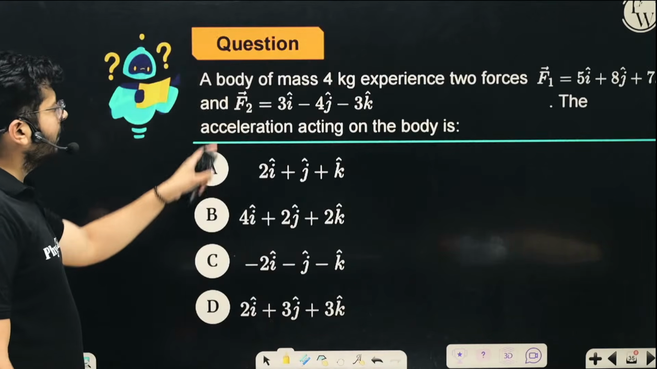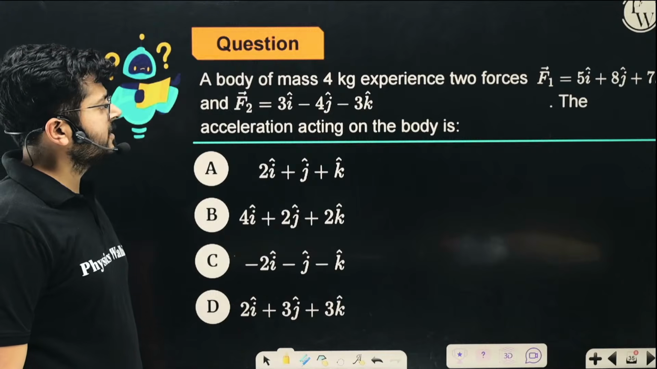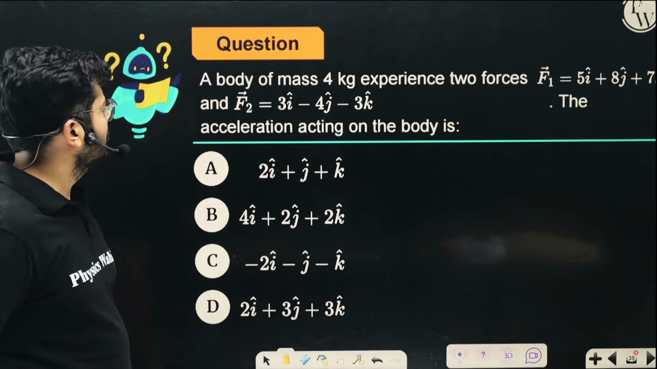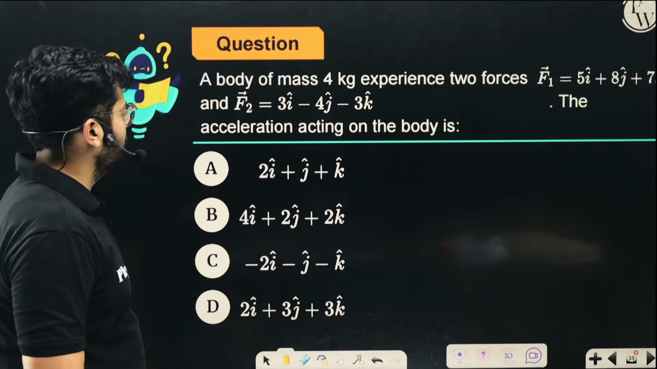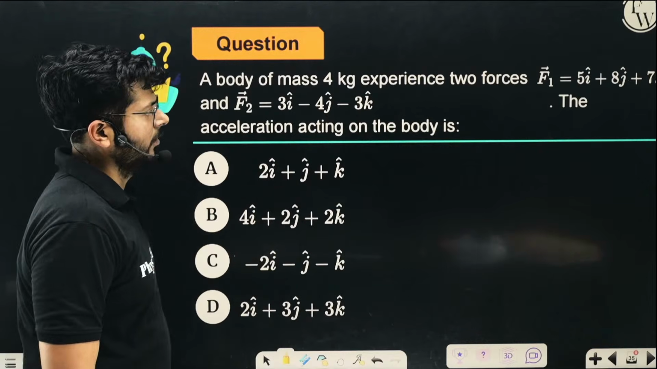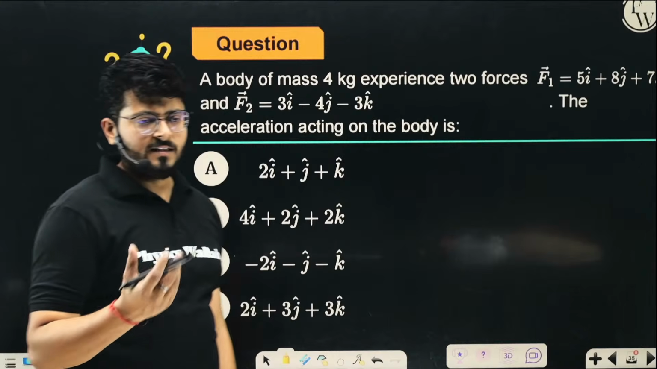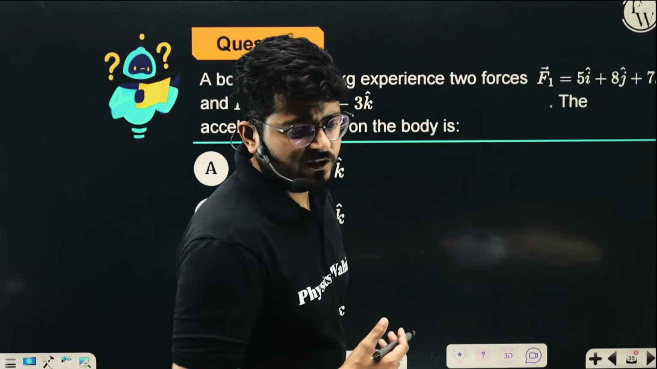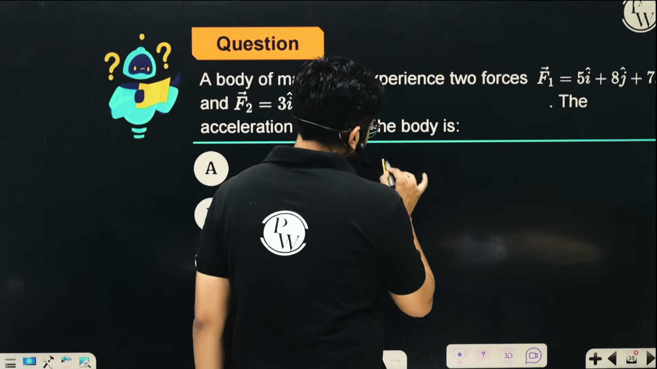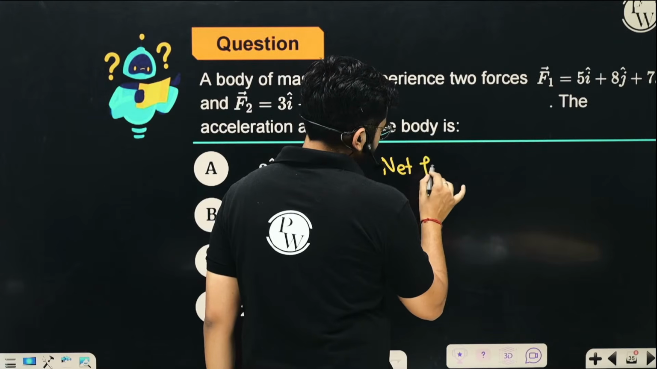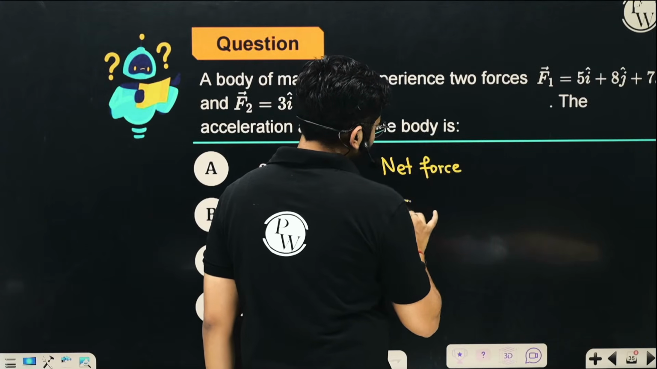Okay. Look at this part. A body of mass 4 kg is experiencing two forces F1, F2. The acceleration acting on the body will be? So what will be the acceleration acting on the body? Clearly, what decides the acceleration of a body? We can say that the net force acting on the body decides the acceleration of the body. So what will be the net force?